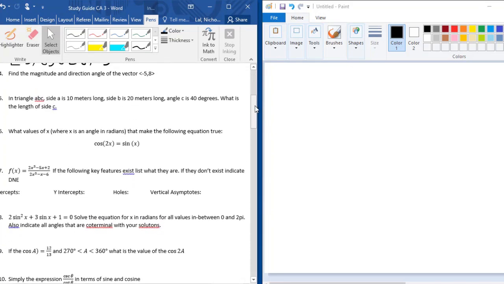Find the magnitude and the direction of the vector -5, 8. What this vector -5, 8 is indicating is that -5 is the horizontal component and 8 is the vertical component. So if you're starting at the origin, when we look at that vector of -5, I see a horizontal component moving left 5. So we go left 5.